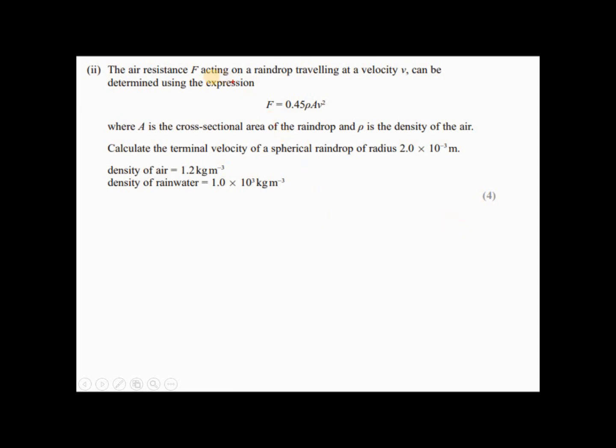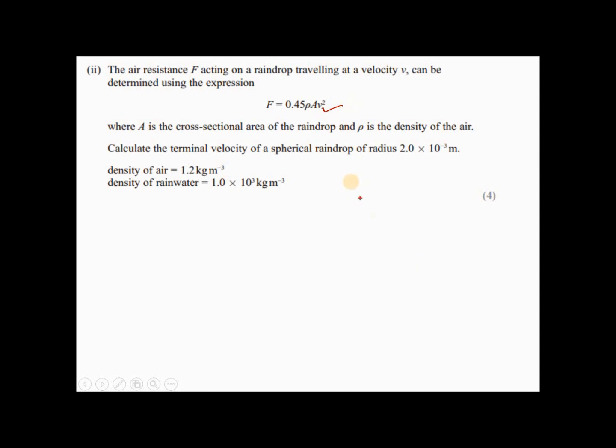The air resistance F acting on a raindrop traveling at a velocity v can be determined using the expression F equals 0.45 rho A v square, where A is the cross-sectional area of the raindrop, and rho is the density of air. Calculate the terminal velocity of a spherical raindrop of given radius. The density of air and the density of rainwater are given. So we need to find the terminal velocity.